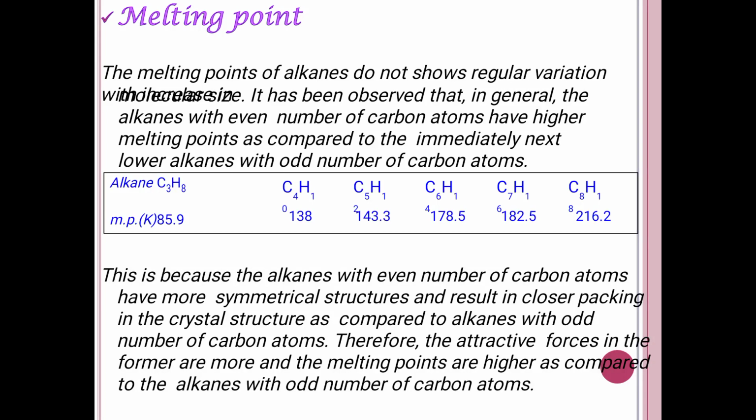Melting point of alkanes does not show a regular variation with the size. It has been observed that, in general, the alkanes with an even number of carbon atoms have a higher melting point as compared to the immediately next lower alkanes with an odd number of carbon atoms. So even-number carbon compounds have a high melting point. It is because the alkanes with an even number of carbon atoms have a more symmetrical structure than the odd-number-containing alkanes. If there is a symmetrical structure, the melting point will increase.